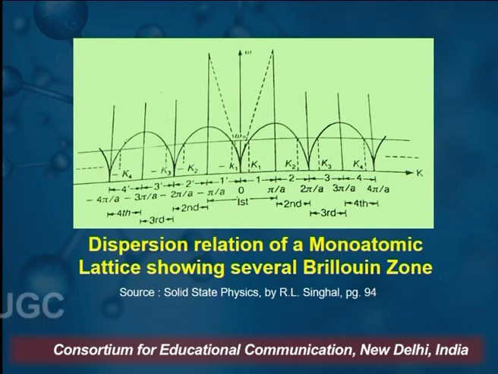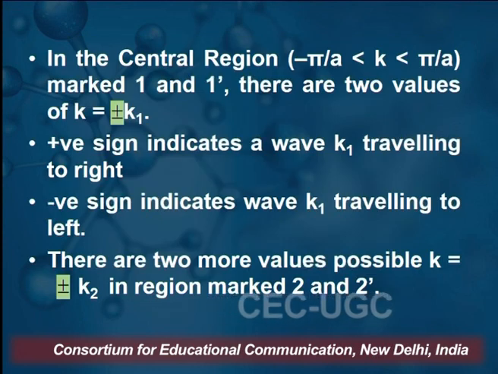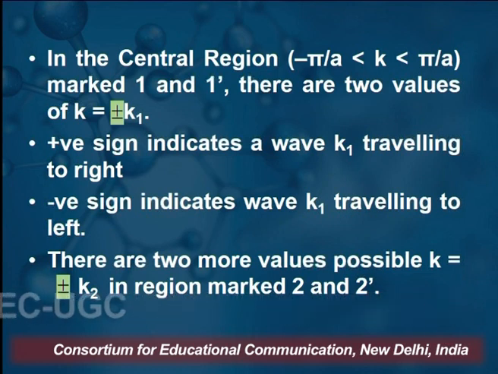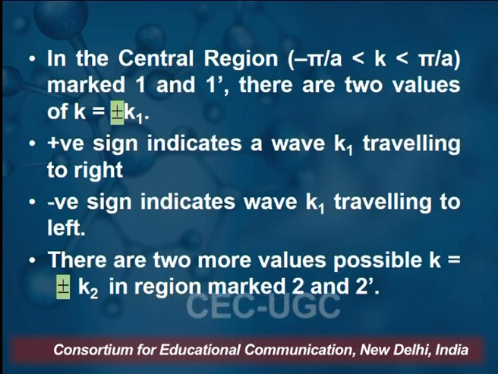This is what is shown in this figure. We are showing it for several Brillouin zones. The first one extends from minus pi by a to plus pi by a, the second extends from pi by a to 2 pi by a, and so on and so forth. In the central region, from minus pi by a to plus pi by a, I have marked it as 1 and 1 prime.